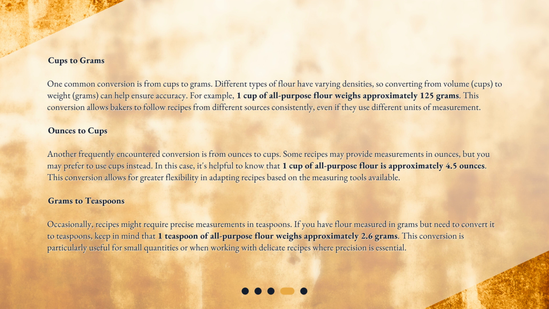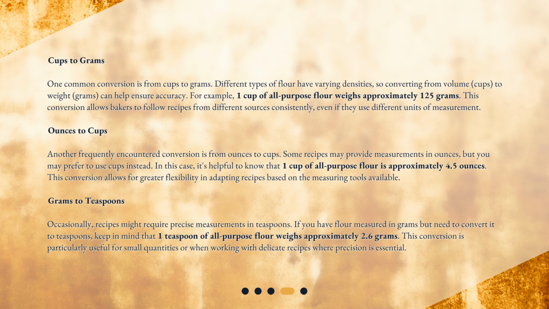Ounces to cups. Another frequently encountered conversion is from ounces to cups. Some recipes may provide measurements in ounces, but you may prefer to use cups instead. In this case, it's helpful to know that 1 cup of all-purpose flour is approximately 4.5 ounces. This conversion allows for greater flexibility in adapting recipes based on the measuring tools available.